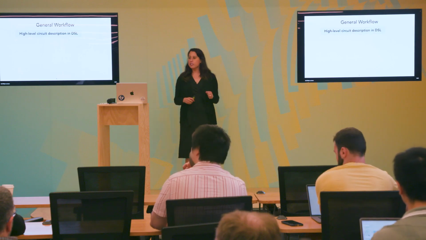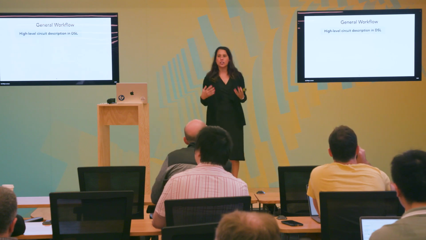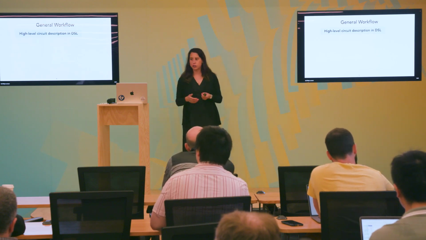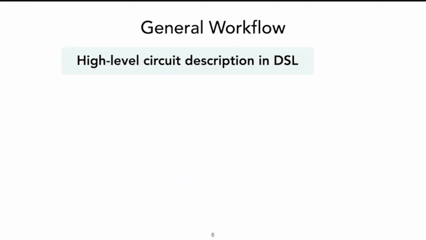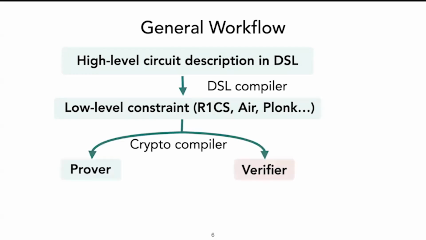From the developer's perspective, here is the general workflow if you are trying to incorporate zero-knowledge proofs into your application. First you pick your favorite domain-specific language and you implement the ZK circuit in your DSL of choice. Then the DSL compiler does a lot of the heavy lifting. It takes this high-level circuit description and compiles it down to some low-level constraint representation, for example, R1CS or Plonk and so on.